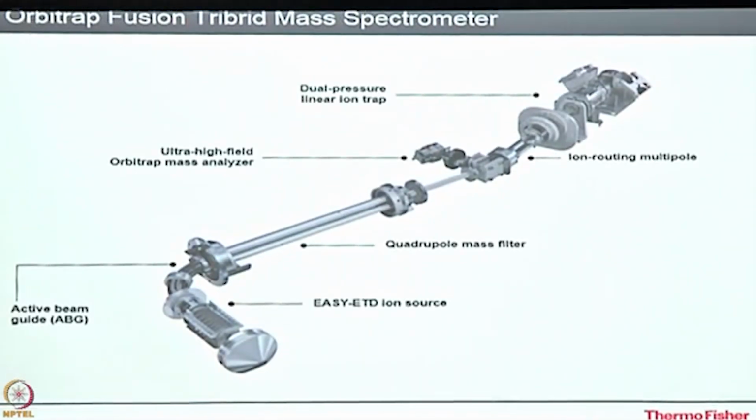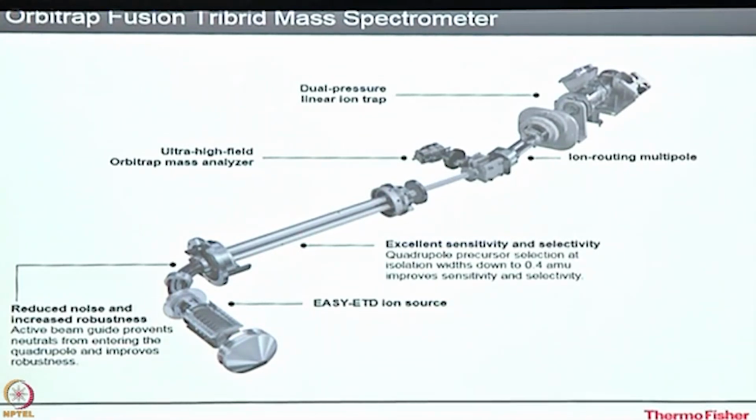Now come to the schematic diagram of the Orbitrap Fusion. As I told, it's a tribrid instrument. It has a quadrupole, it has an ion trap, and it has an Orbitrap. Ions are inserted from here. They get filtered in the quadrupole first. Then they come to the ion routing multipole, where the ions are stored, and it decides where they go, because you have two detectors, the ion trap and the Orbitrap. From here they go either to the ion trap or to the Orbitrap.